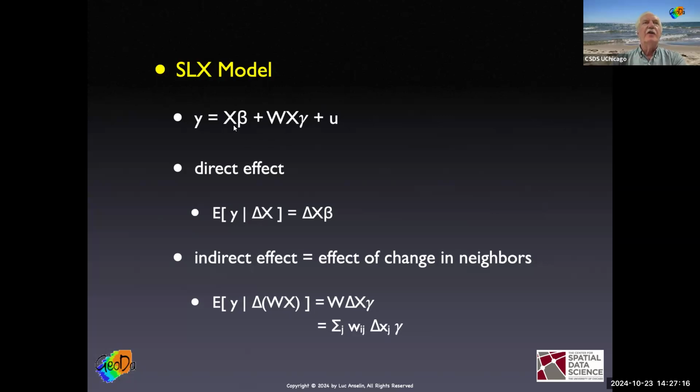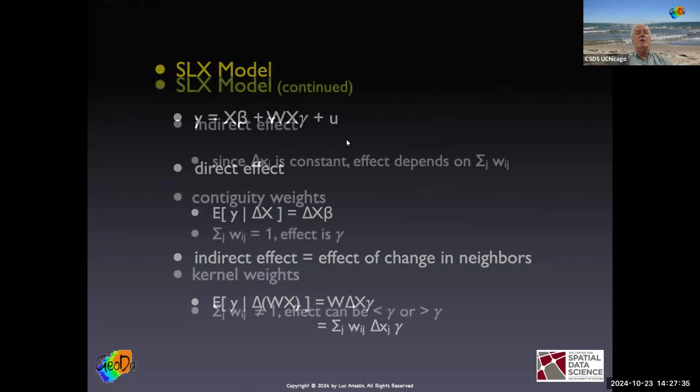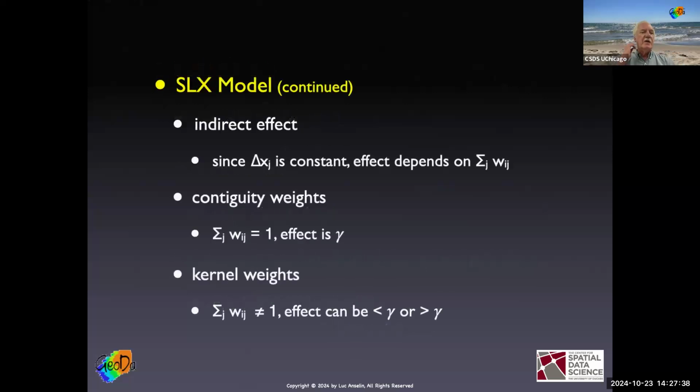I'll get back to this later. The effect of the immediate change, beta, is called the direct effect. And the effect in the neighbors is called the indirect effect. So the indirect effect is just gamma. The direct effect is just beta. In the SLX model, it's very easy to separate out the effect of a change in x in your location.